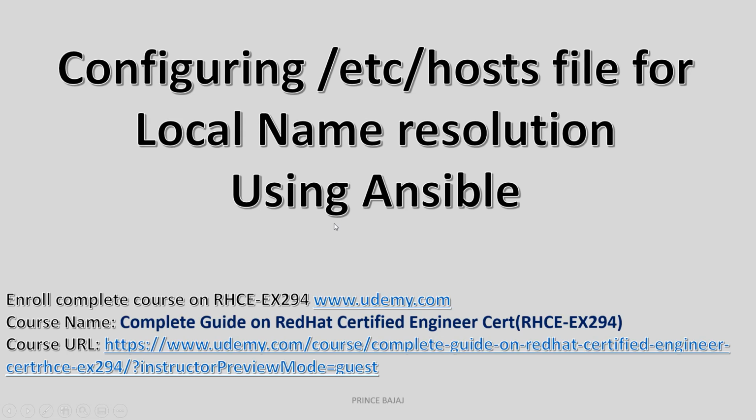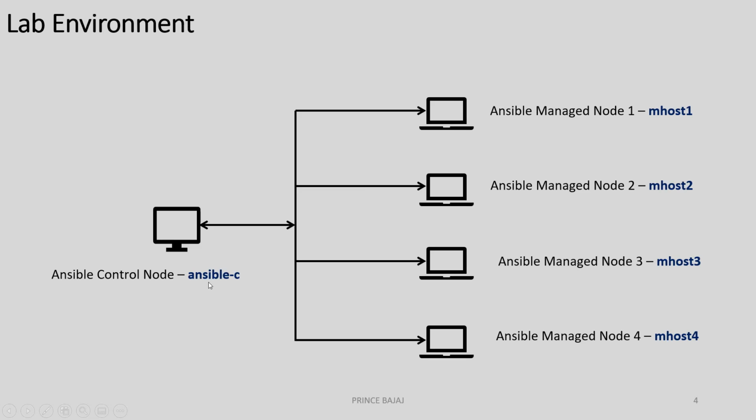In this video I will explain how we can configure the hosts file for local name resolution using Ansible. This is the lab setup I will be using for this task. I will use a user with the username ansible, for which SSH keys are already set up between the Ansible control node and Ansible managed nodes. Also, privilege escalation is configured for the ansible user on all the managed nodes. Now let's move to the task.